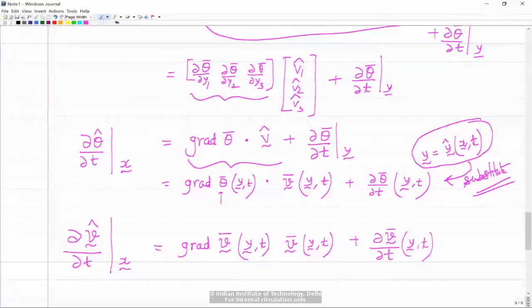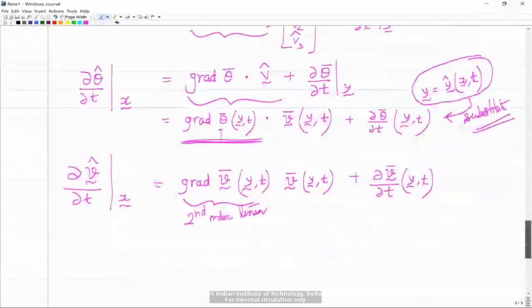Okay, and remember that this thing is the gradient of a vector. Here it was a gradient of a scalar quantity, so it gave you a vector. But the gradient of a vector gives you a second order tensor. So I think you have already learned this in math class, right? So this is now a second order tensor, which when you express in a coordinate system, you'll get a matrix.